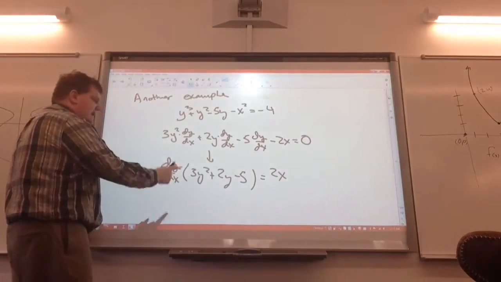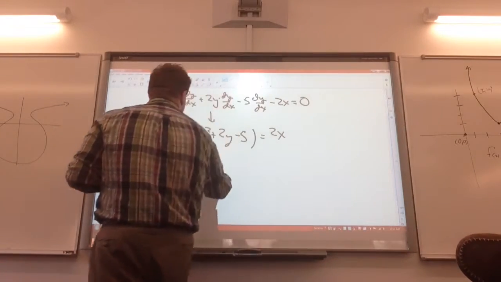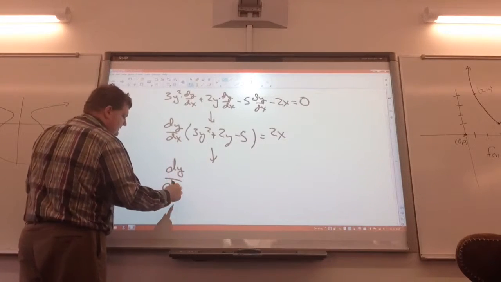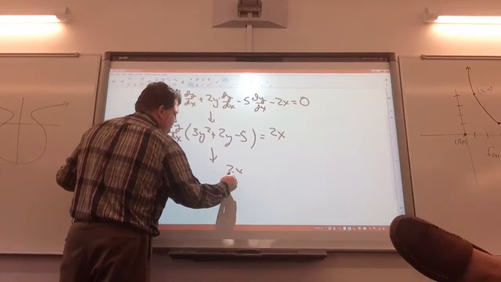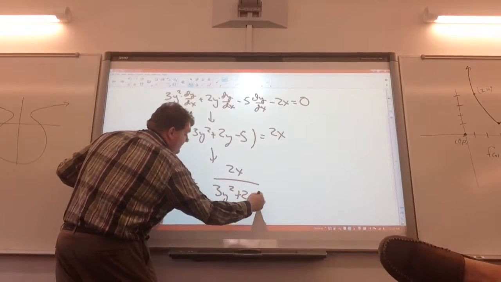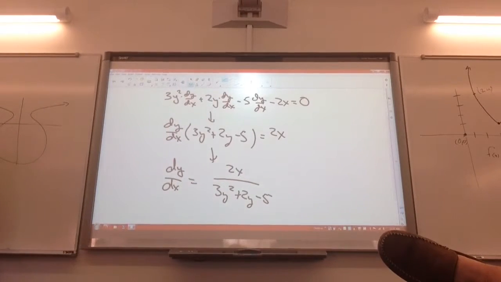Equal to 2x. And then that means dy by dx is going to be what? 2x over 3y squared plus 2y minus 5. Right, 2x all over 3y squared plus 2y minus 5. That's my dy by dx, okay?